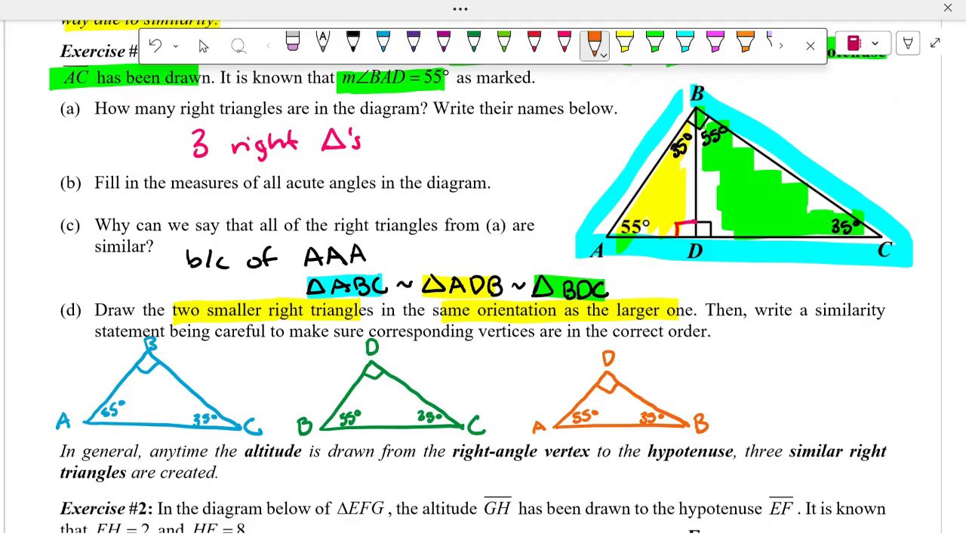Now, the similarity statement, it's just this one. I jumped the gun. All right. So that similarity statement that we wrote up top is going to be the same thing there. You don't have to rewrite it. Just draw an arrow to it because I jumped the gun.